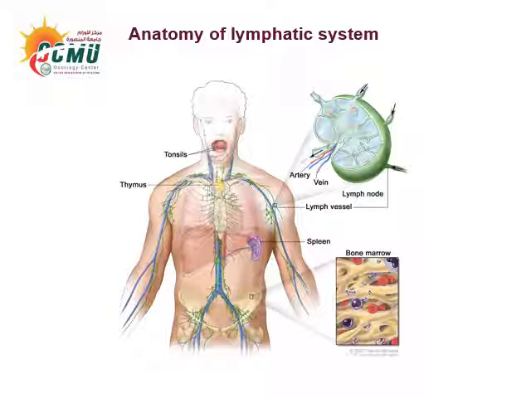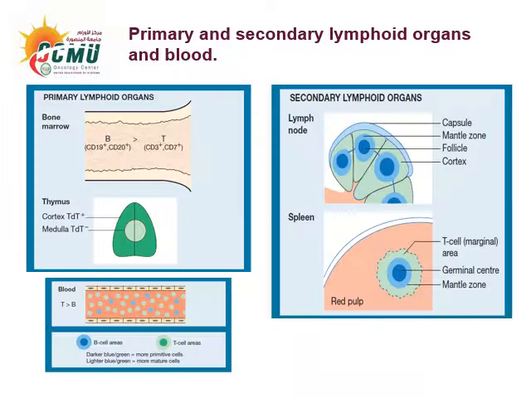In postnatal life, the bone marrow and thymus are the primary lymphoid organs in which lymphocytes develop. The secondary lymphoid organs in which specific immune responses are generated are the lymph nodes, spleen, and the lymphoid tissues of the alimentary and respiratory tracts.